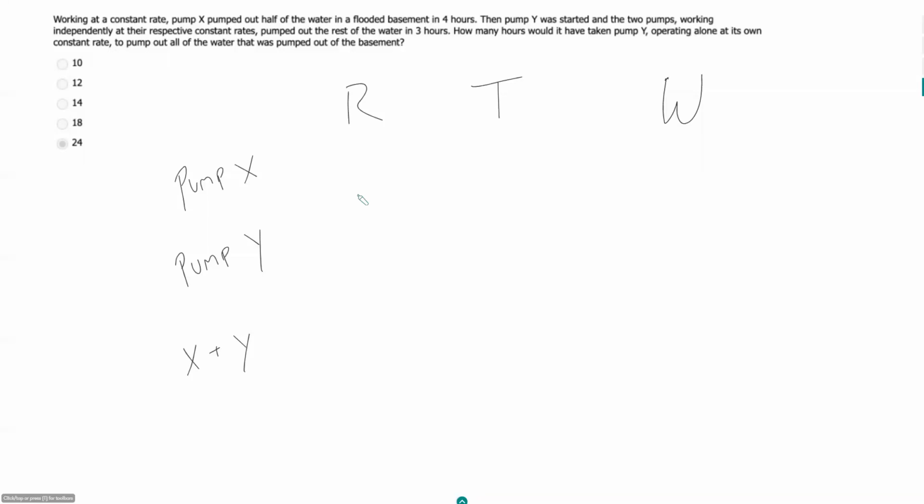Pump X pumped out half of the water in a flooded basement in 4 hours. So to me, when I read this, this is all one statement giving me the rate for pump X. And what is pump X's rate? It is half of a basement, or half a job, every 4 hours, which is the same as one job or one basement every 8 hours.